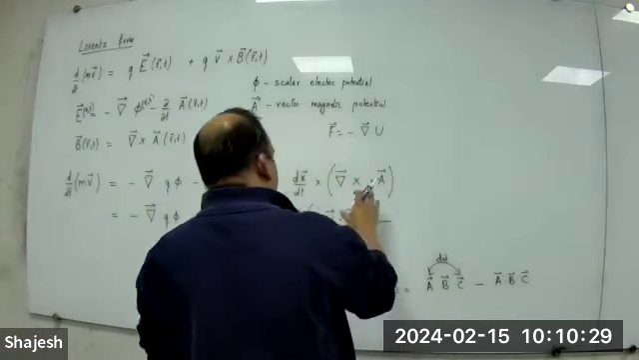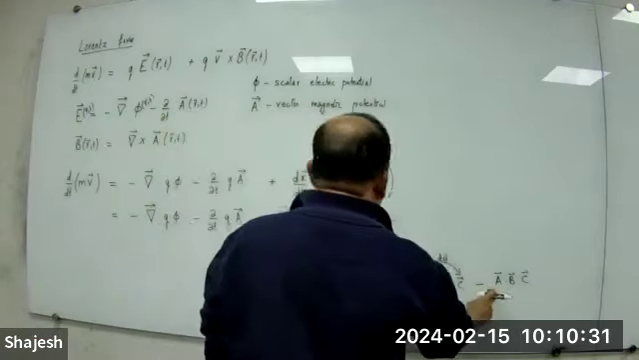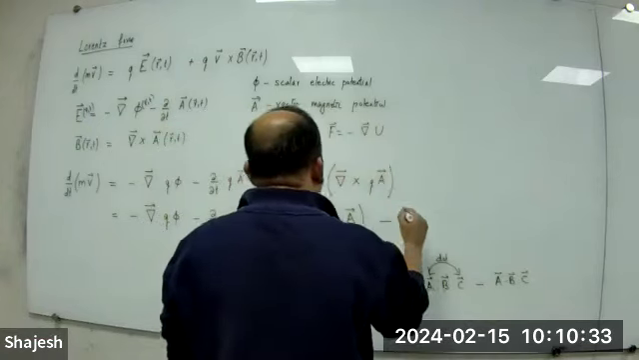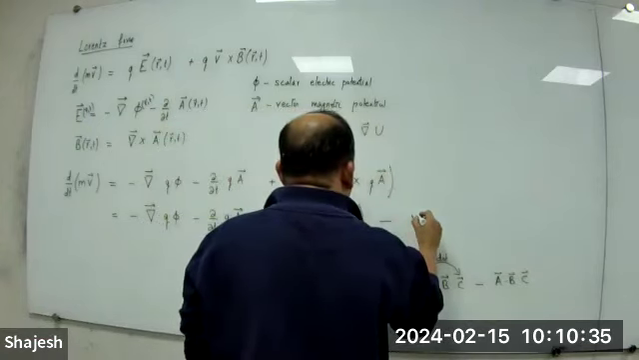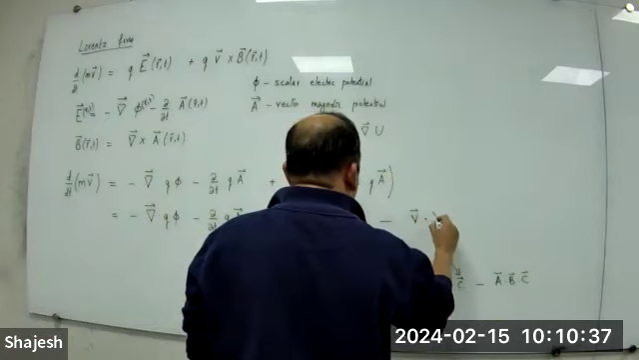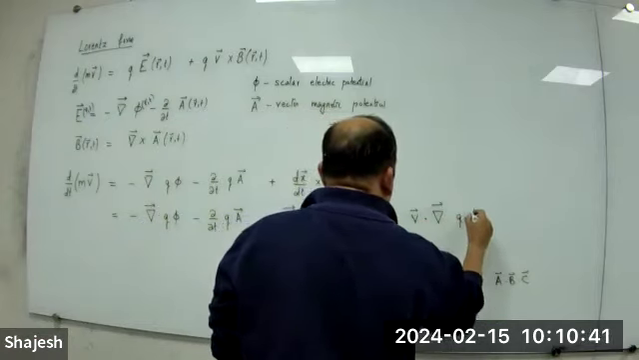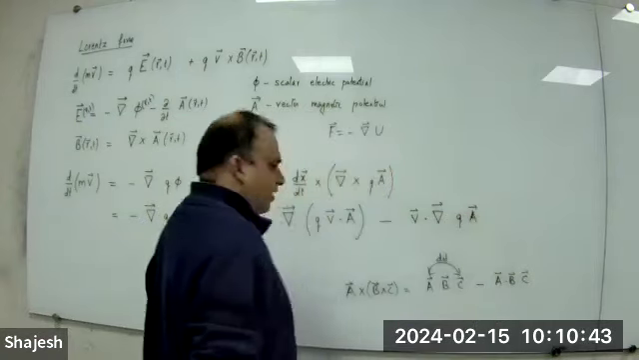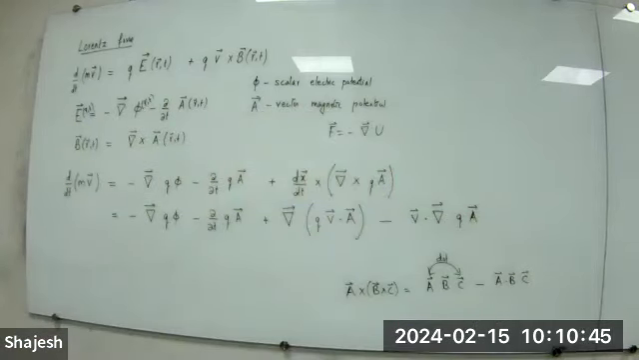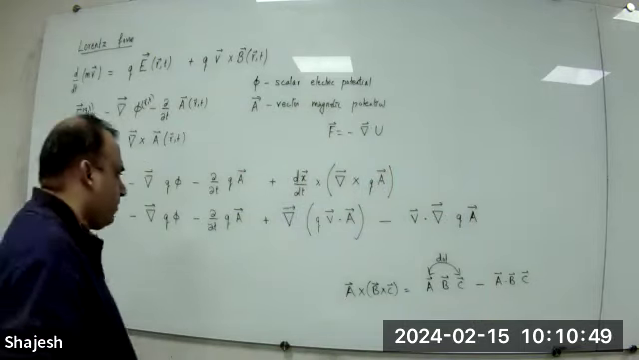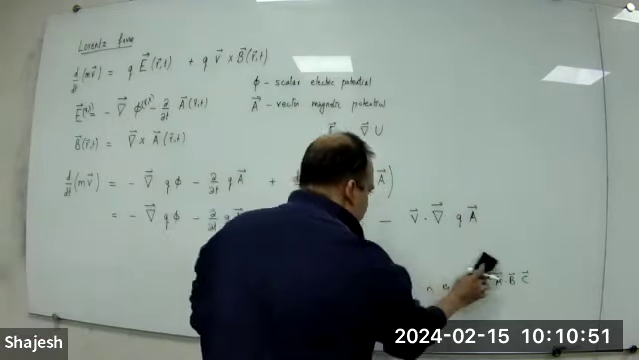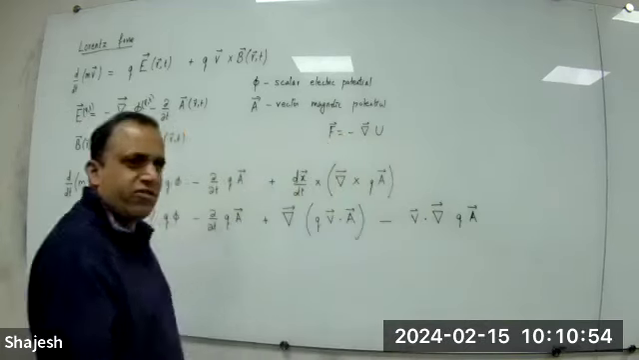Minus of, I have to now A dotted with B times C, so this is V dotted with the gradient times Q A. Is that clear? Any questions at this stage?